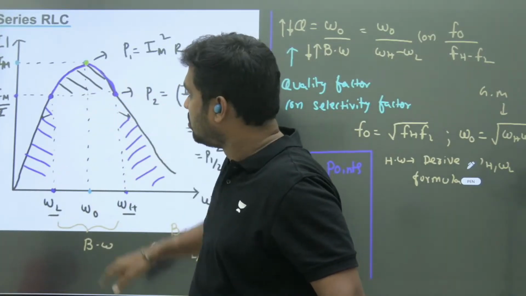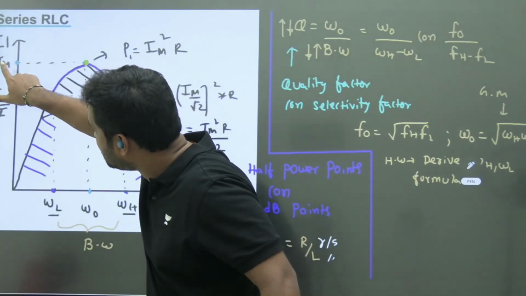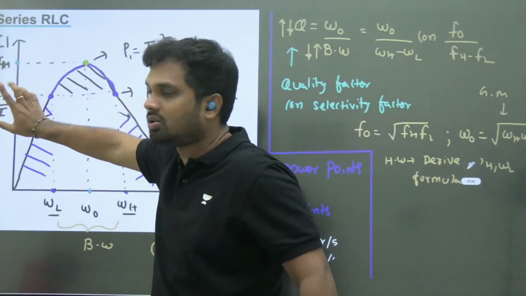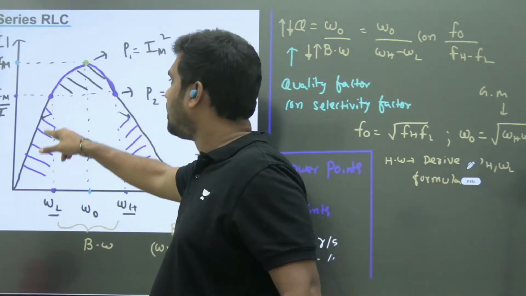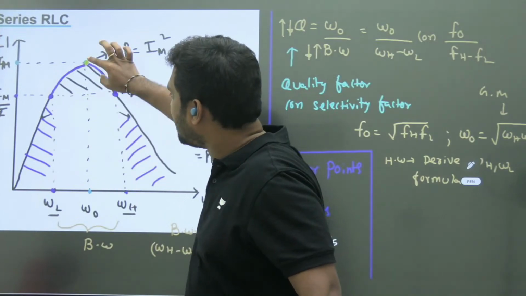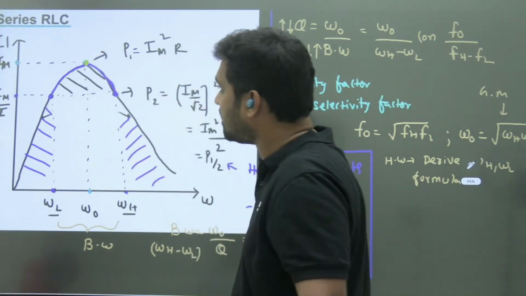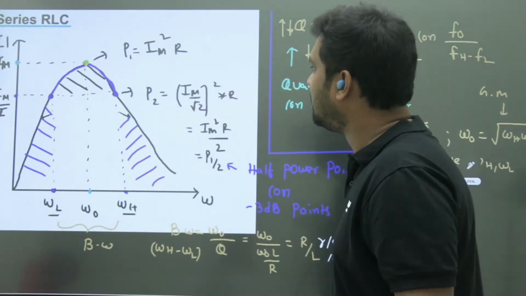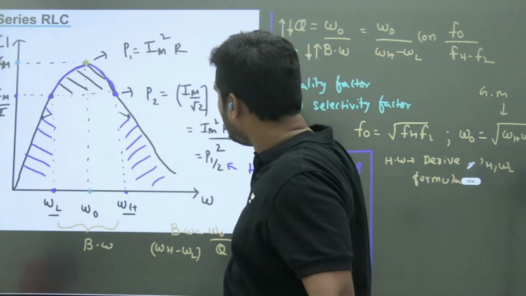So all of them represent the same thing. If it is RMS, this is also RMS. If it is maximum, this is also maximum only. So at different omegas we are plotting the RMS value. At this omega, the RMS will be highest possible. Here RMS will be highest possible by root 2. That is the meaning of that IM here. So here the power is IRMS whole square by R, that is IM square by R. Here power will be half.